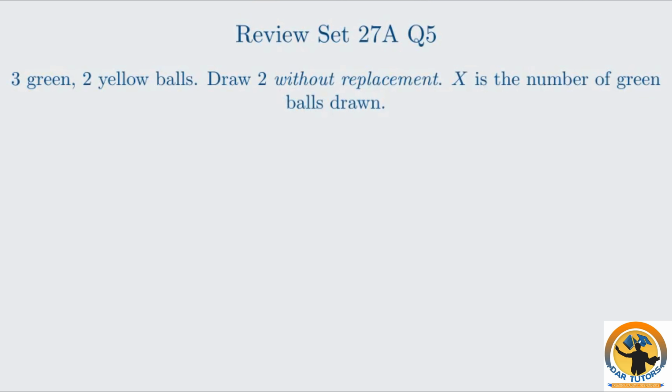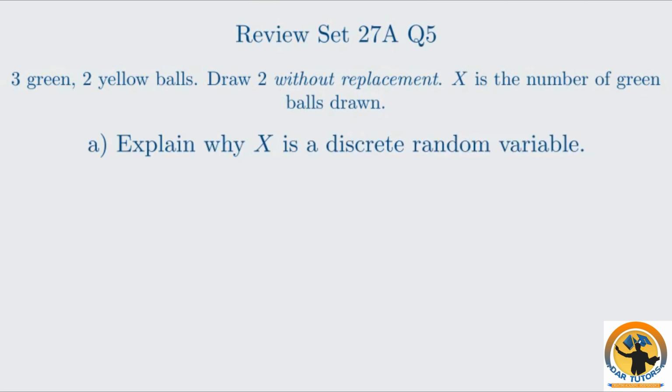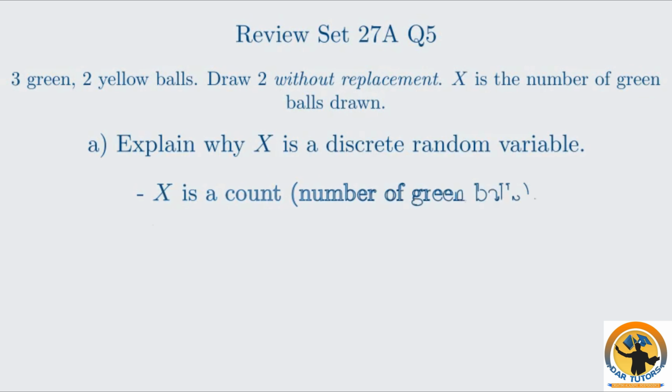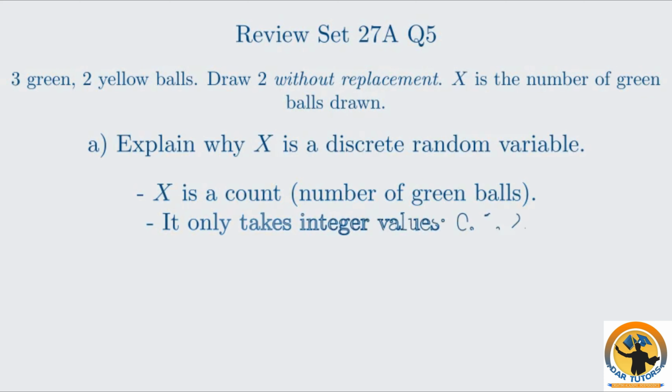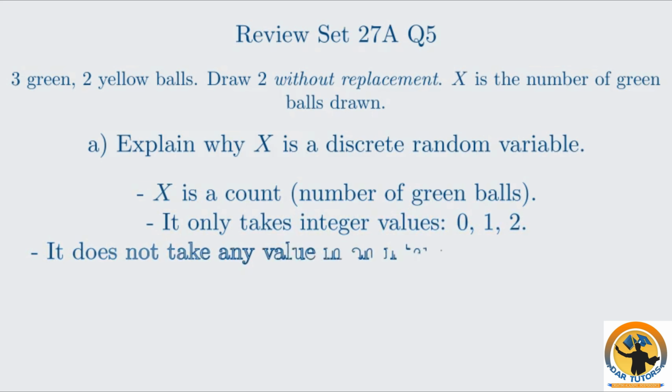The question asks several parts. Part A asks why X is discrete. A variable is discrete if it can only take specific separate values. In this case, X is a count, and you can only draw a whole number of green balls, 0, 1, or 2. You can't draw 1.5 green balls, hence it's discrete.